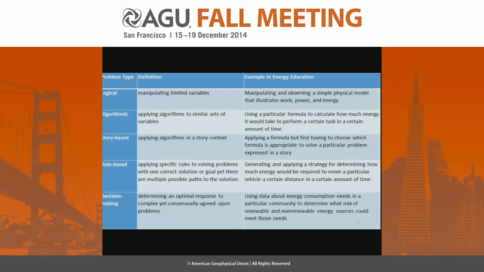This slide shows the first 5. As you can see, these problems go from the most simple applications of procedures that yield single correct answers to decision-making problems which require ever more complex open-ended thinking. Per problem type, the column on the right shows examples in energy education. I know there is much on this slide and on the next slide to read, so in the interest of time, I'll go through them quickly, but we'll be happy to send you the slides if you contact me. And I have my contact information at the end.